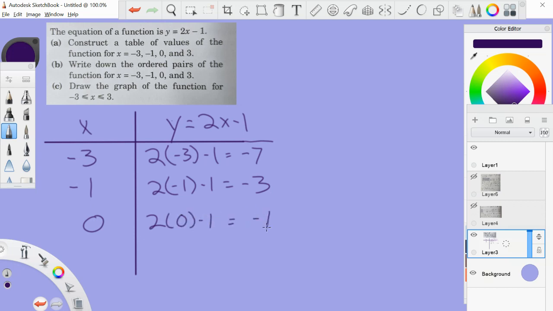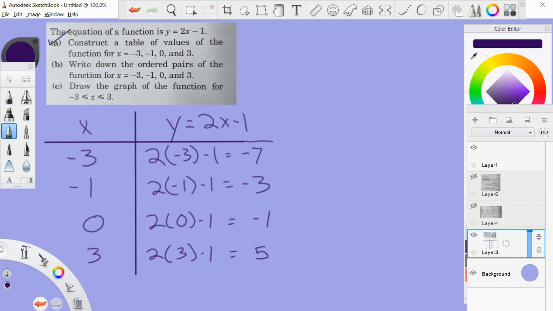So notice the only thing that's changing is I'm plugging in this number in for x every time. When x is 3, y is equal to 2 times 3 minus 1, which is going to be 5. And we're done. We've constructed the table. That's all we need to do there.